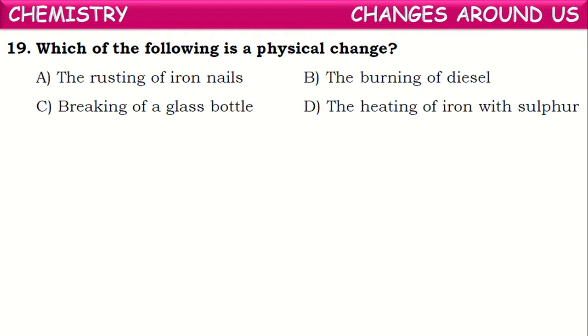Which of the following is a physical change? Observe the changes given here. Rusting of iron nails. Just now we discussed it. Rusting of iron is a chemical change because it cannot be reversed and there will be a formation of a new substance in it. Next, burning of diesel. Not only diesel, when fuels like diesel and petrol are burnt, they produce carbon dioxide and water vapor as products into the atmosphere along with heat energy. But from these products, we cannot get back the diesel and petroleum. So it is an irreversible chemical change. What about the next one?